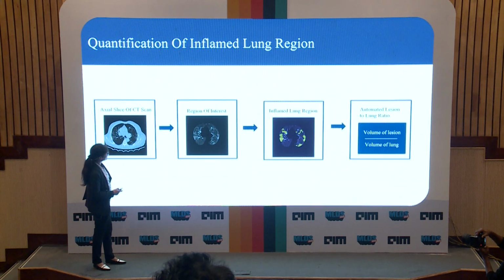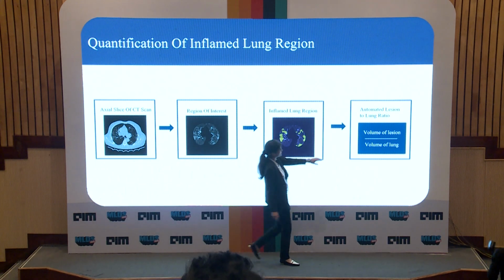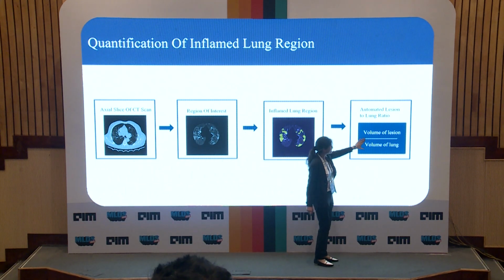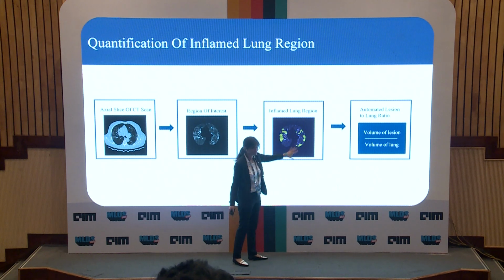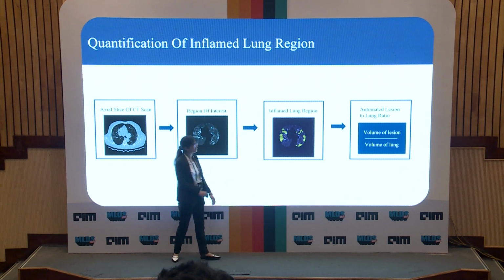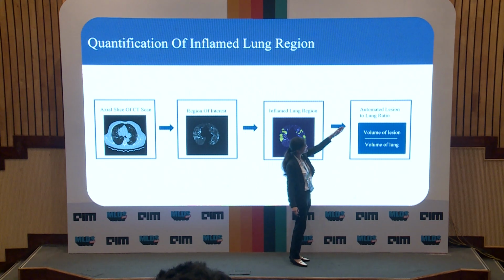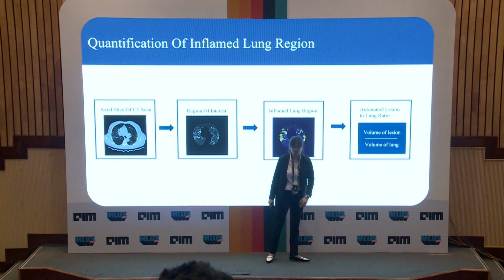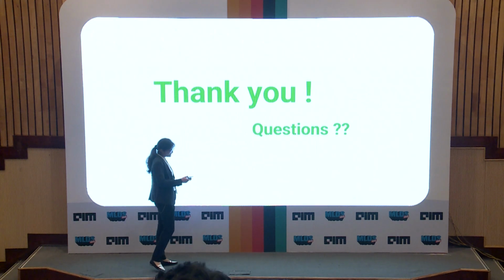So here you can see the quantification part. When I'm saying quantification, the simple literal meaning is that we are trying to find the volume of this inflamed region divided by, obviously, the complete lung region volume, and that will help us find a numeric number, which we call ALLR, whose full form is automated lesion to lung ratio. And with the help of this parameter, we will apply the machine learning model.